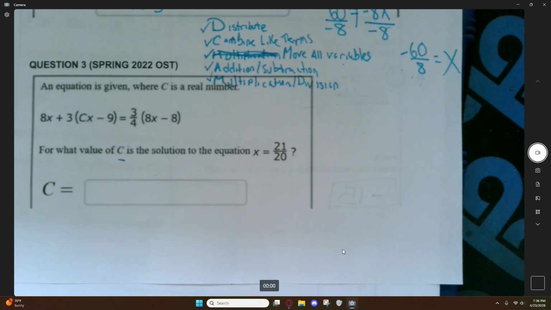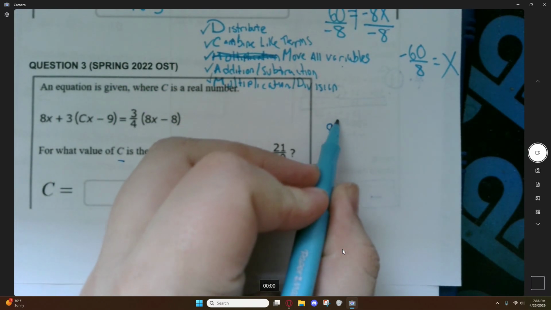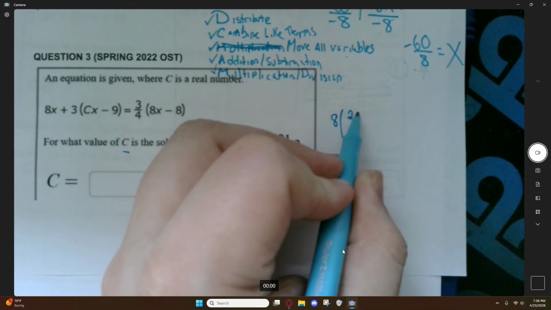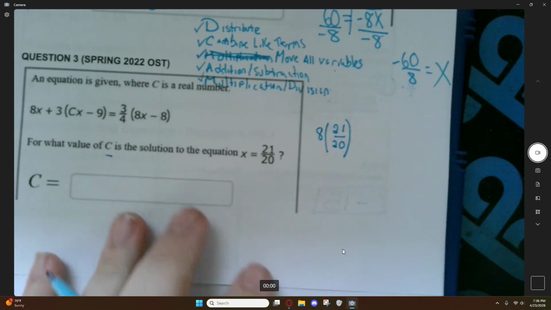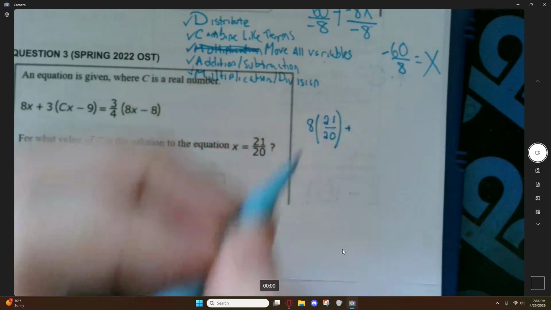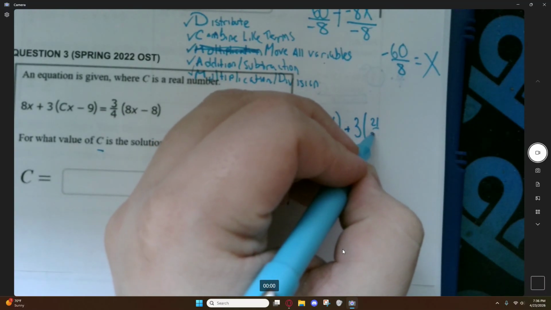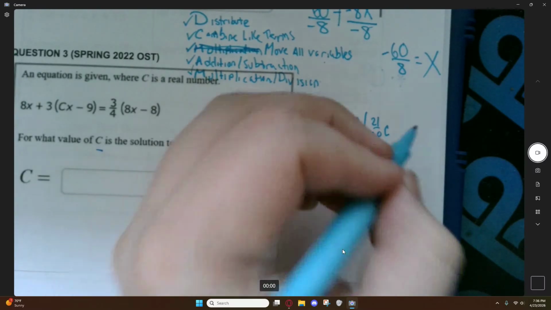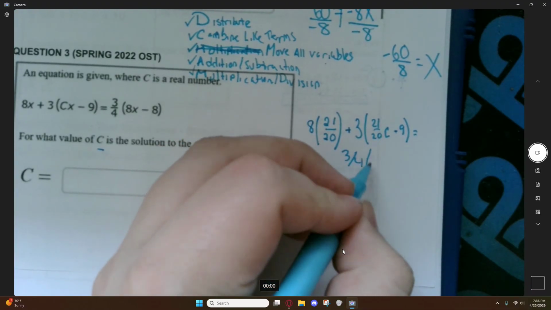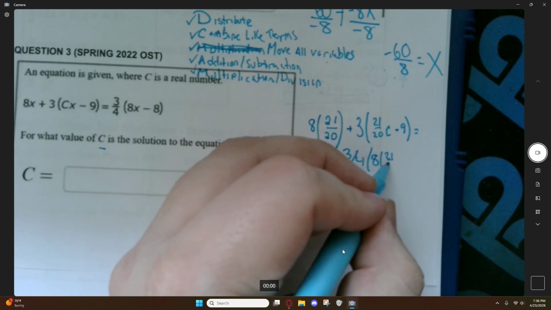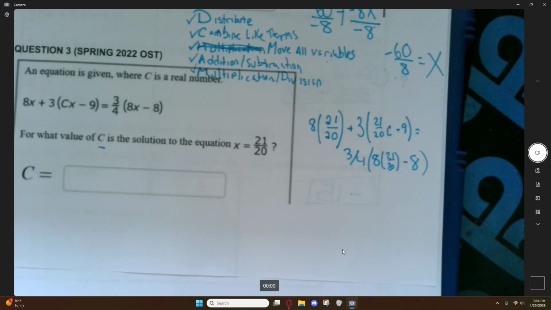The intended way to solve this is to take out x, and put in 21 over 20 for every instance of x. So 8 times 21 over 20 plus 3 times 21 over 20 c minus 9 equals 3 over 4 times 8 times 21 over 20 minus 8. And that's a lot of fraction work and a lot of difficult work.